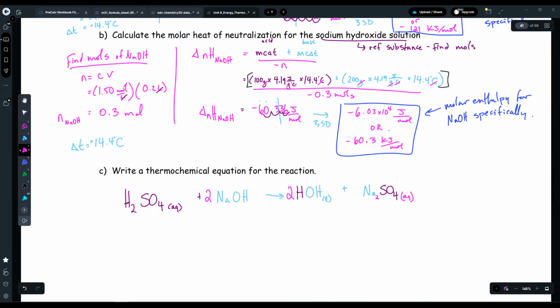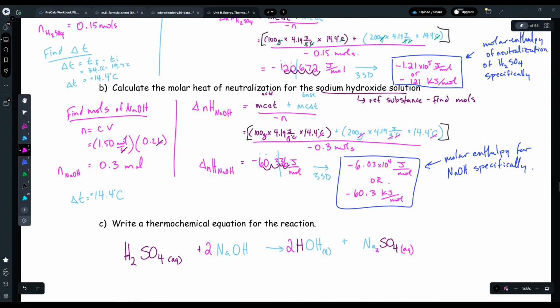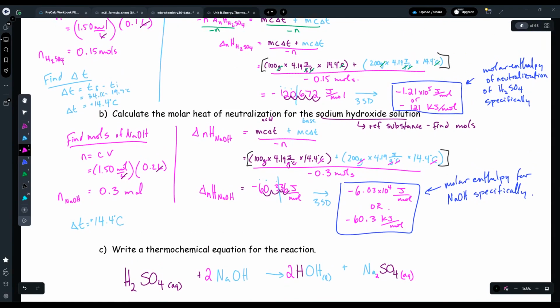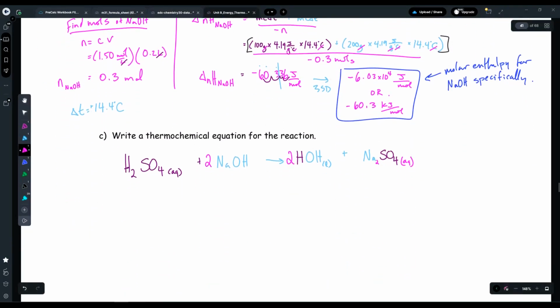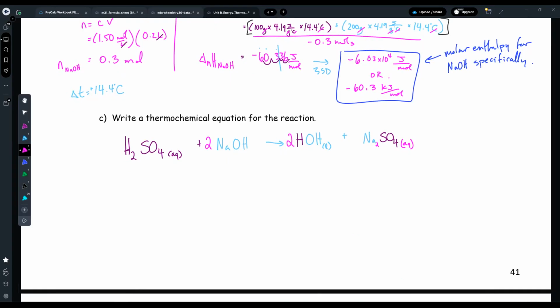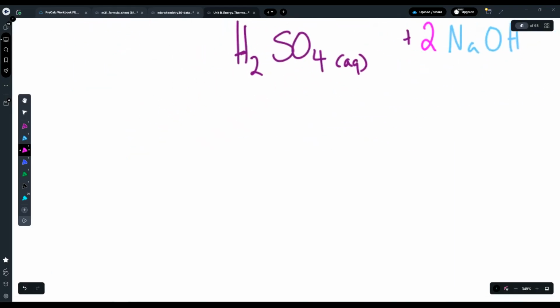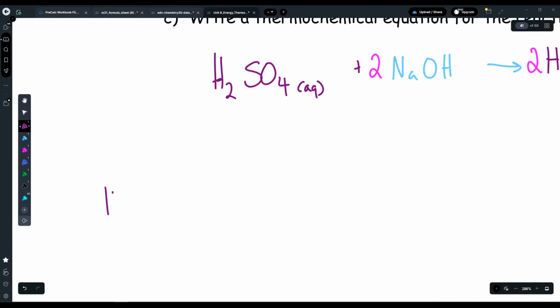Okay, so this is just a chemical equation, it's not a thermochemical equation. So what I need to do is take the molar enthalpy of neutralization either for sulfuric acid or for sodium hydroxide. I need to use one of them to figure out my change in enthalpy here. So I am going to do both. However, on a test, I would only expect you to do one of them. Okay? The reason why I'm doing both is just to show you that if you've done your previous calculations right, you're going to get the same answer.